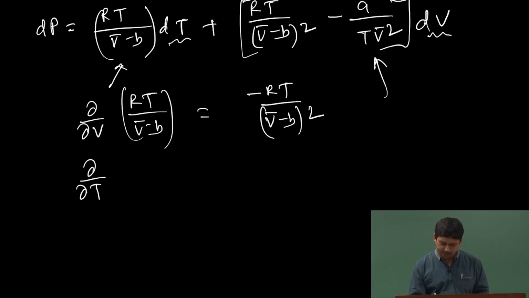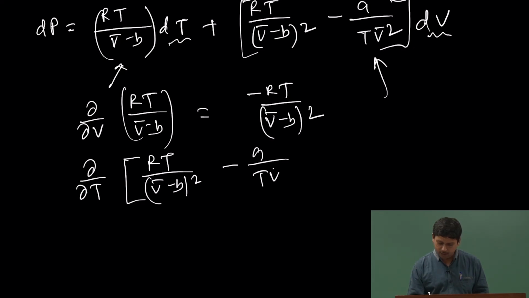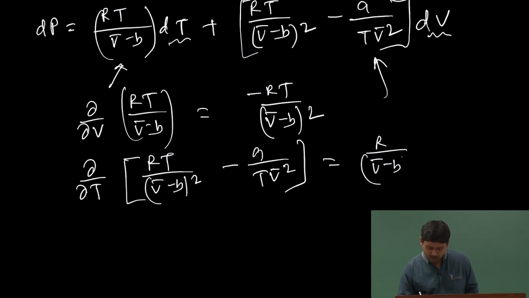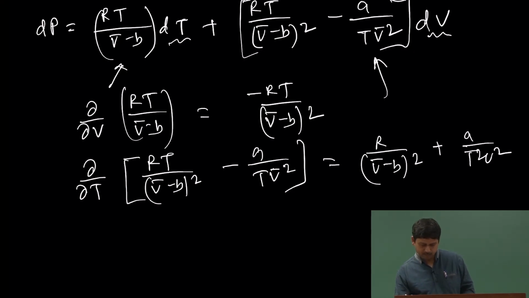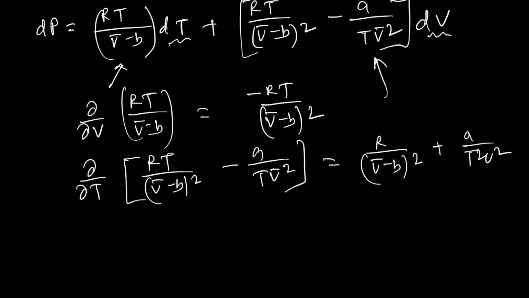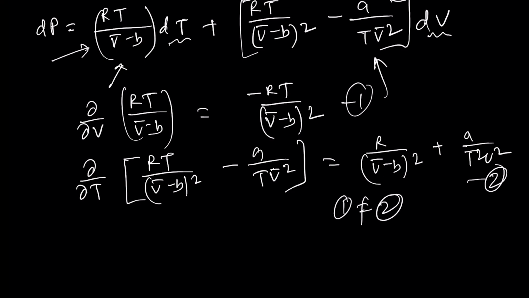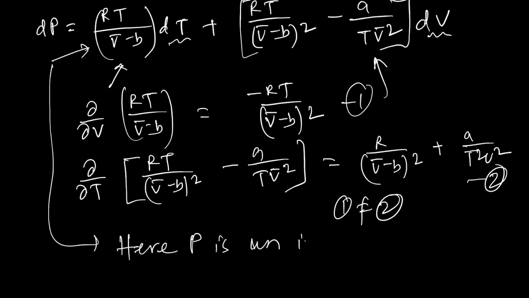So, now if I take the right hand side, RT by V minus B square minus A by T V square, with respect to T, what am I going to get? I am going to get R by V minus B square plus A by T square V square, correct. Now, you see these 1 and 2 are not the same. Therefore, if dP is expressed this way, then here P is an inexact differential.